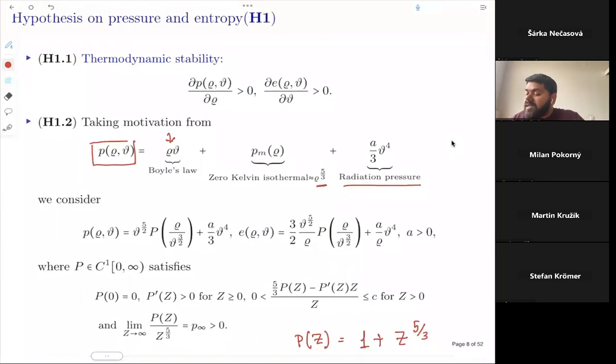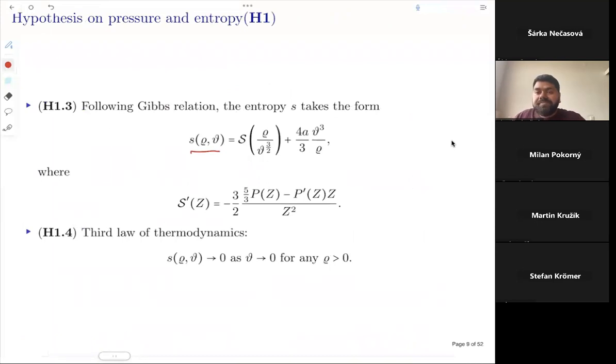And now I just want to go step by step. For the time being, for simplicity, I would suggest that if anyone has this hypothesis problem, just consider the pressure to be a more particular form: rho theta plus some constant times rho to the power 5/3. And that basically gives us the main motivation.